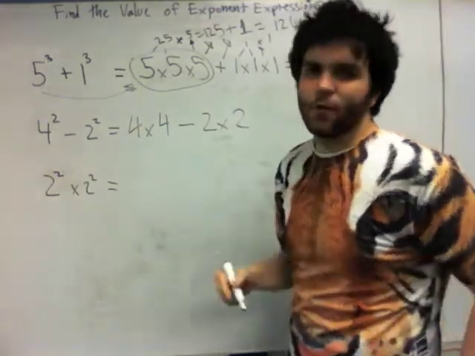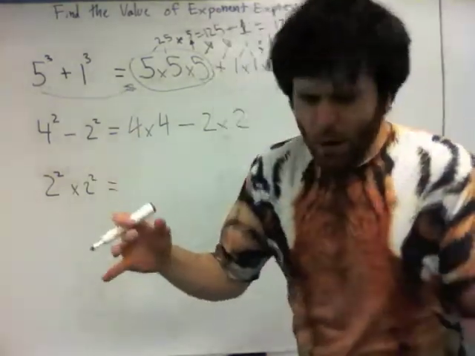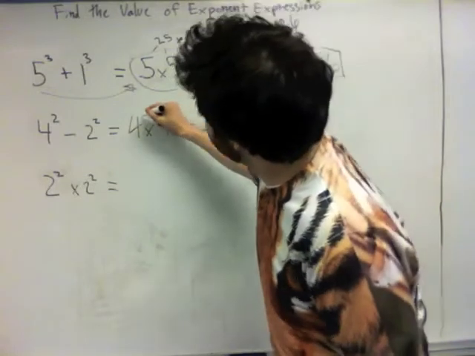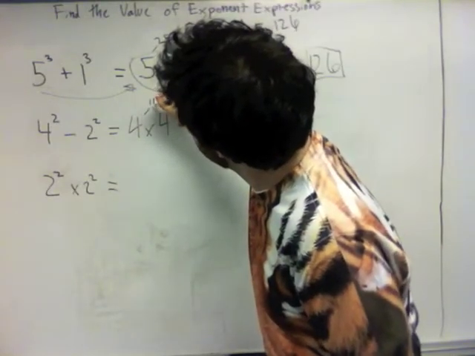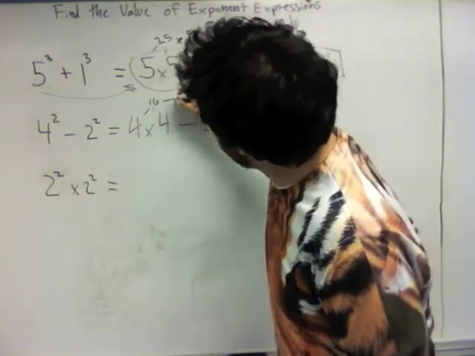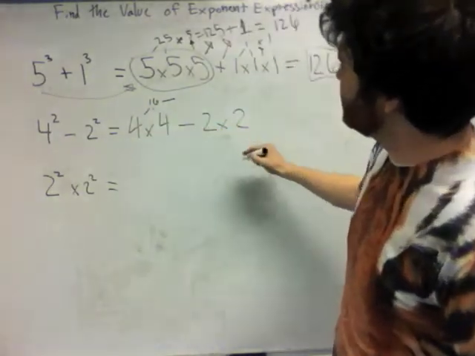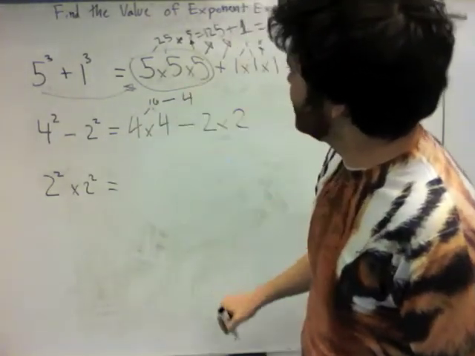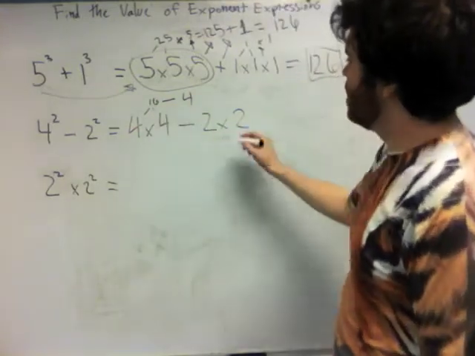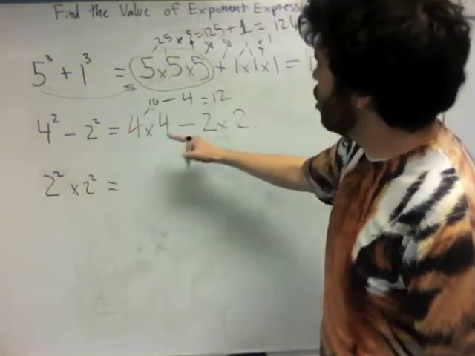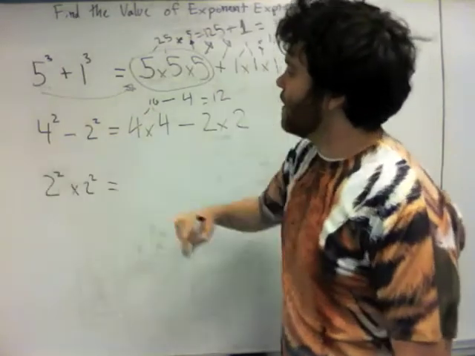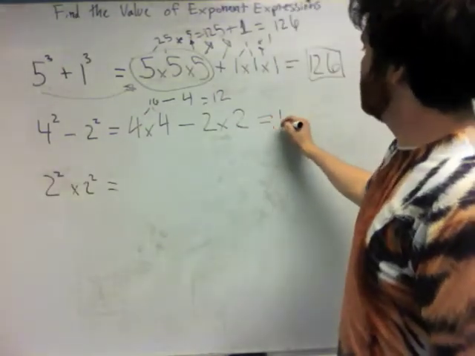Well, now I've got to figure out what's 4 times 4. 4 times 4? 16. So this is going to be just 16. And then I'm going to have to subtract from it. I'm going to have to subtract 16 minus 2 times 2, well, that's 4. 16 minus 4 is equal to 12. So this whole thing, 4 squared minus 2 squared, is equal to 12.